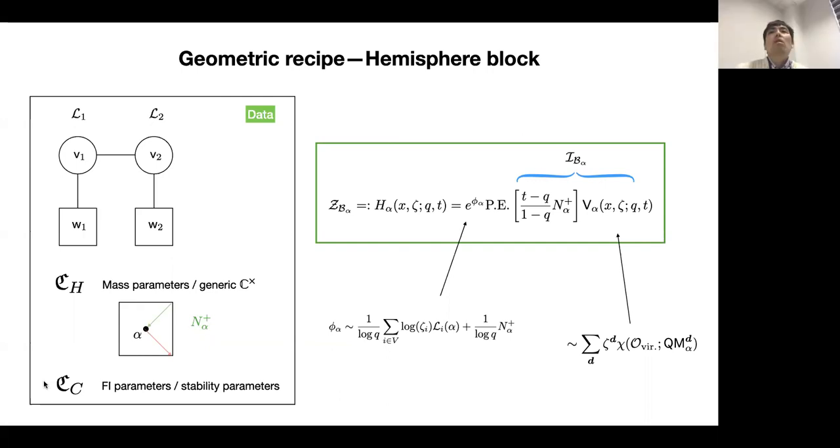So the partition function also depends on a chamber for the Fi parameters. Geometrically, this is a choice of stability parameter for the quiver variety.